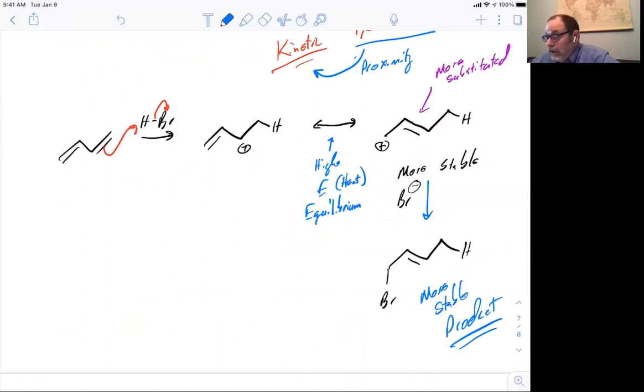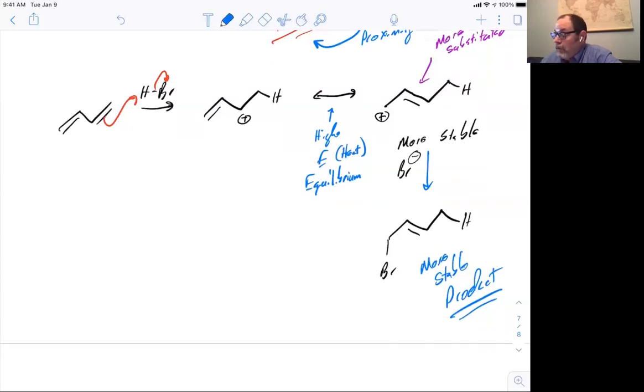There are cases where the 1-2 and the 1-4 are both the kinetic and thermodynamic product. So in this case, you're really asking yourself, what is the more stable product? And in this case, it's the more substituted double bond.